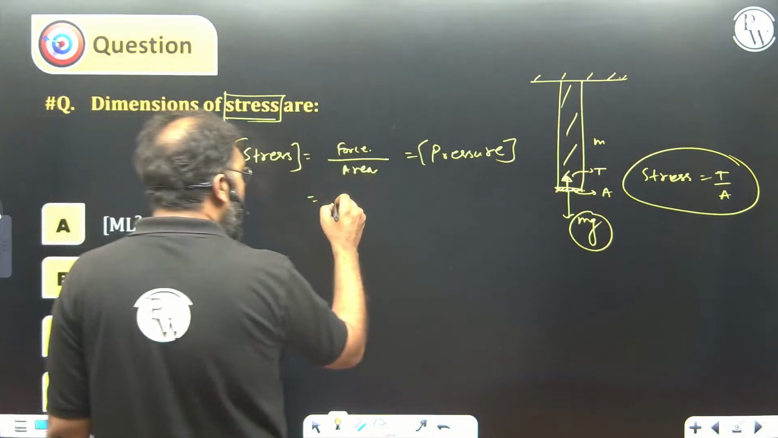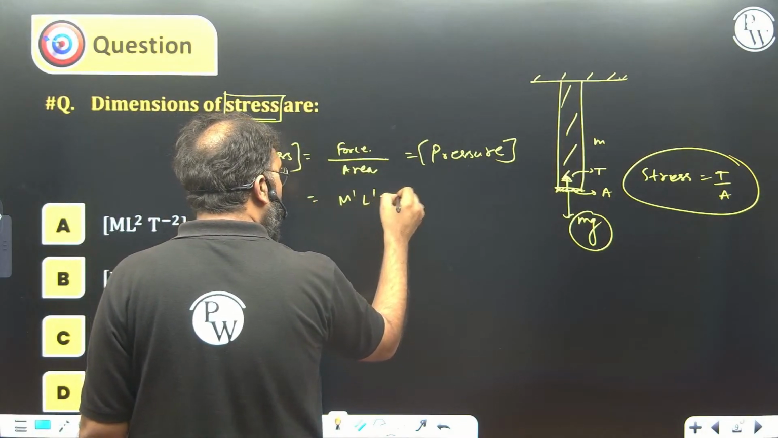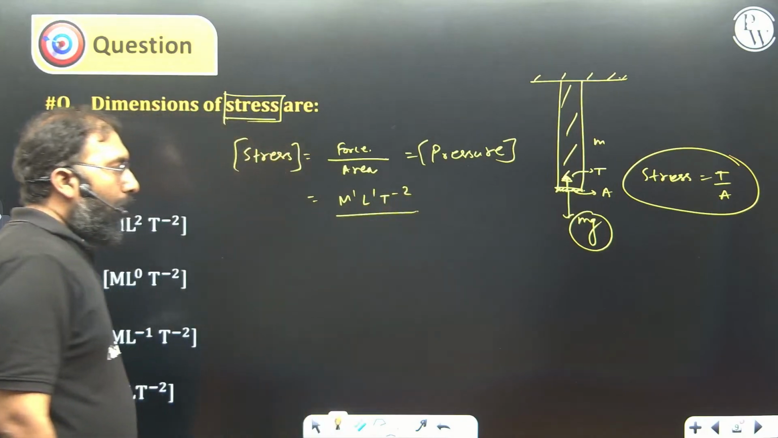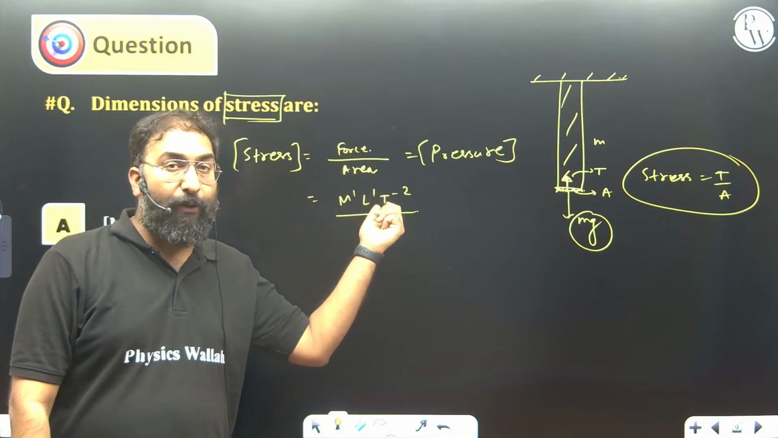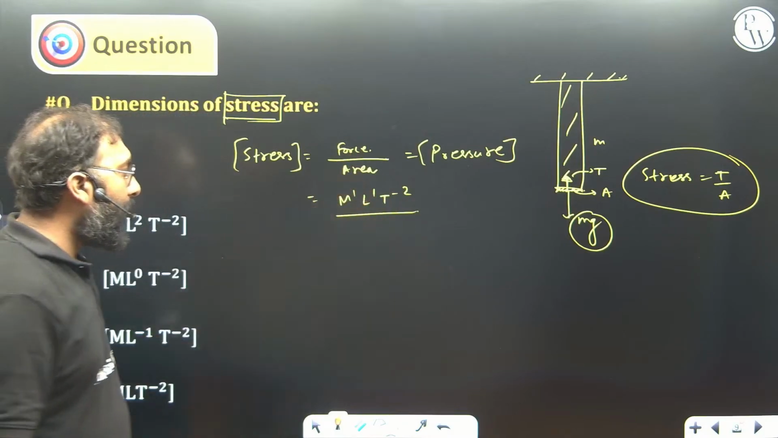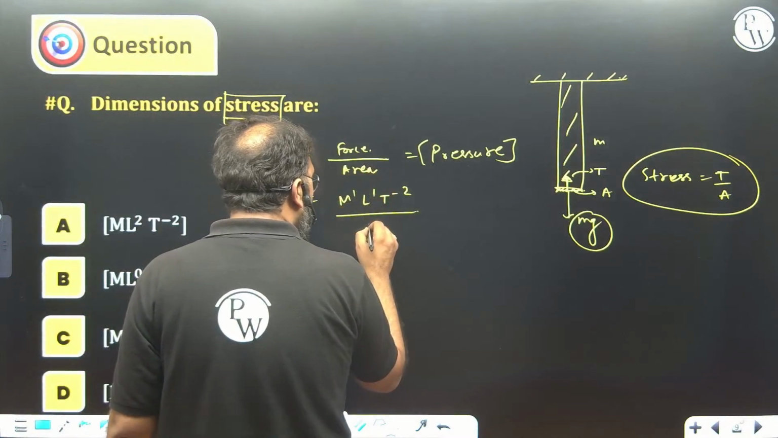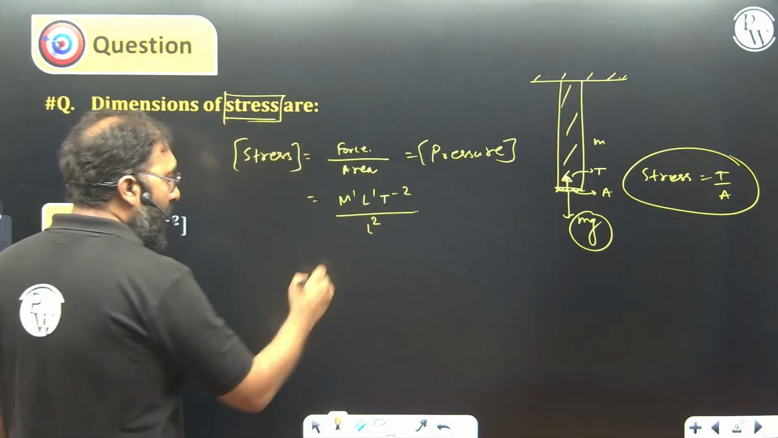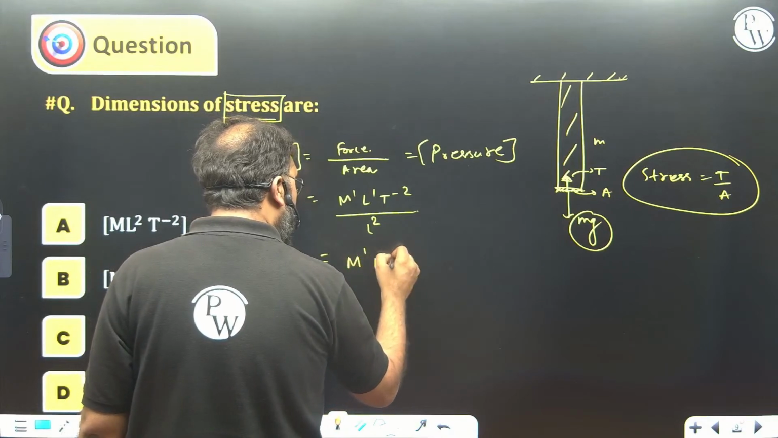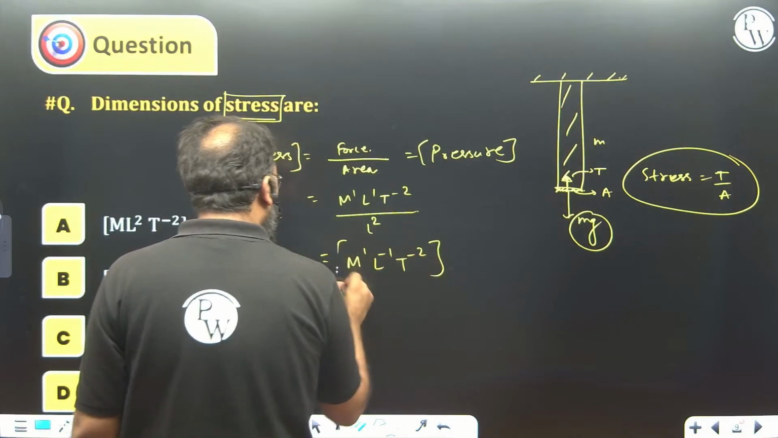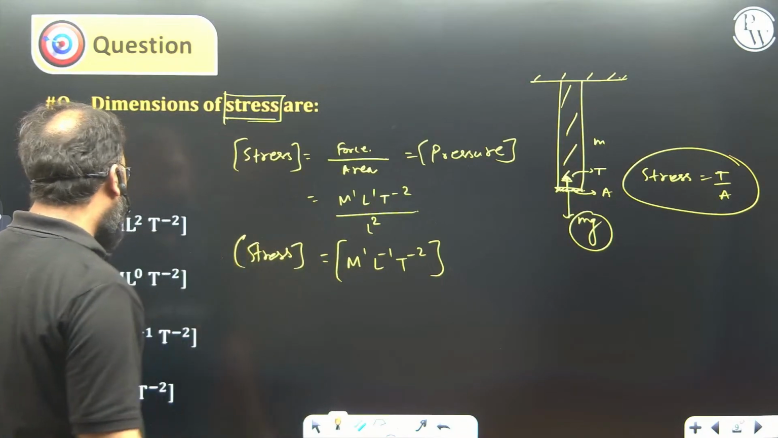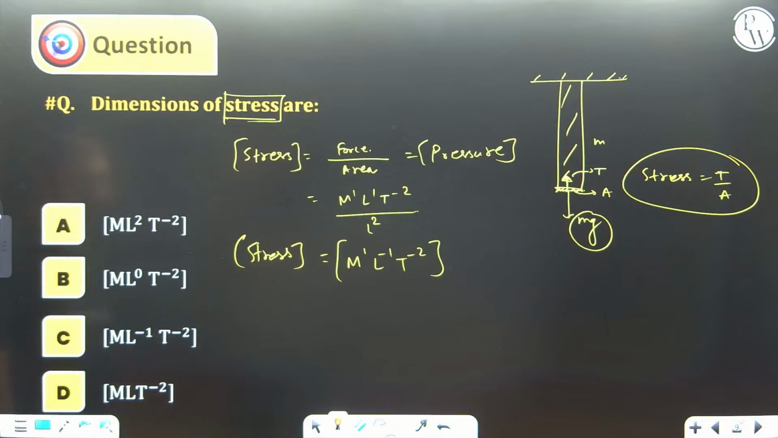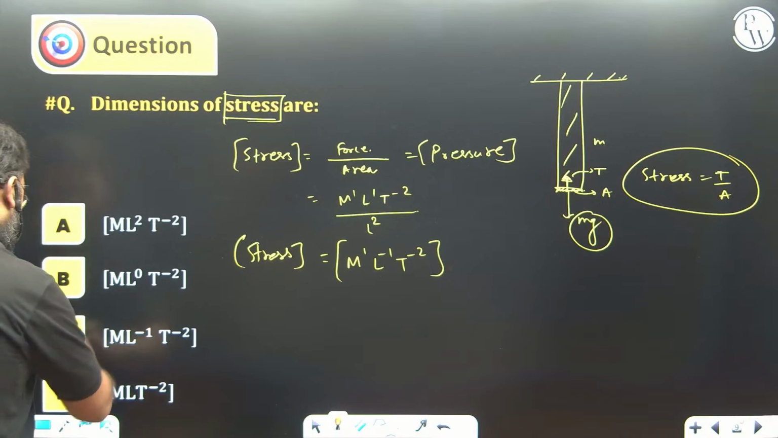So force dimension is m1 L1 t minus 2. Force is mass into acceleration. So mass is m and acceleration is what? L1 t minus 2. So m1 L1 t minus 2 divided by area, and area is the square of the length. So from here I am getting m1 L minus 1 and t minus 2. So this is the dimension of stress. Okay, so we can search for the correct option here. m1 L minus 1 t minus 2. So C is the correct answer.